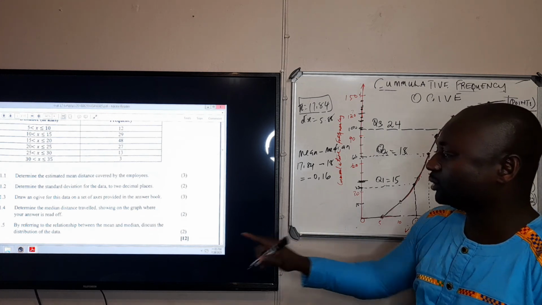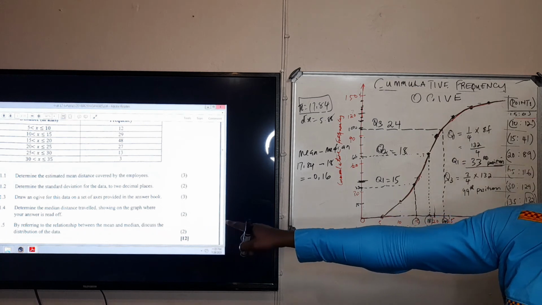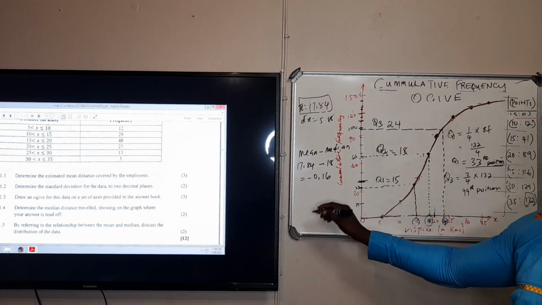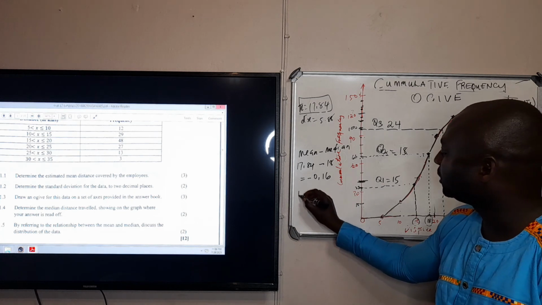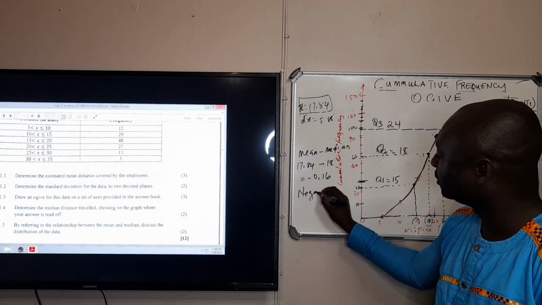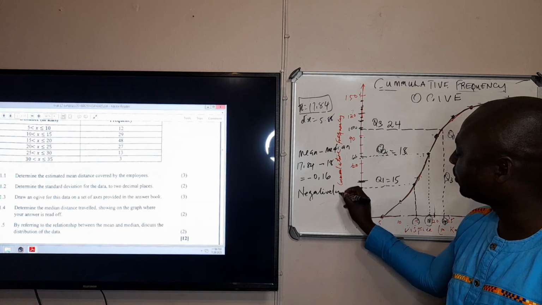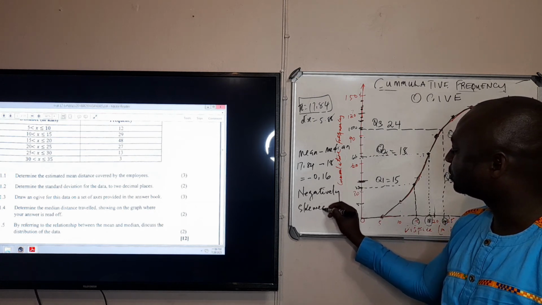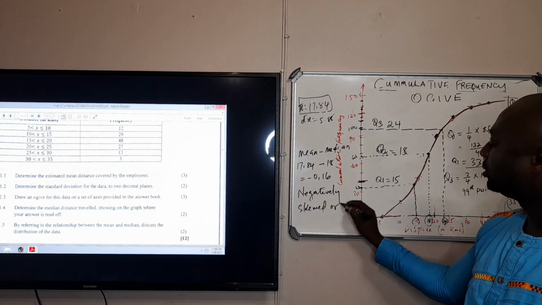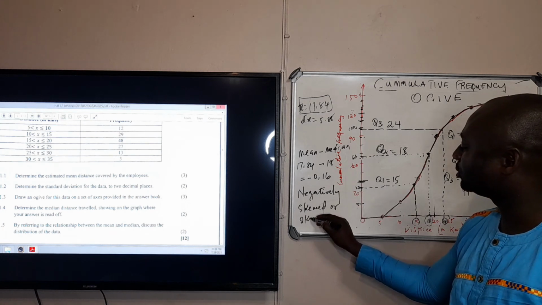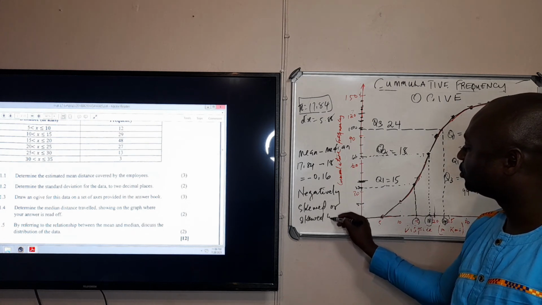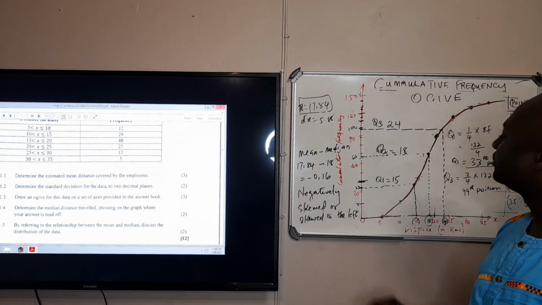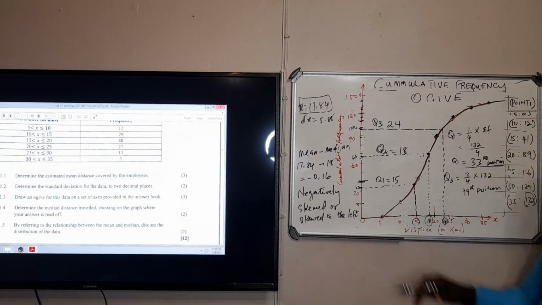So here you will say, if they say by referring to the relationship between the mean and the median, discuss the distribution of the data, you will say the graph is negatively skewed, because our answer we got was negative. Or you can say it is skewed to the left. Yeah, so that is what you are going to get.